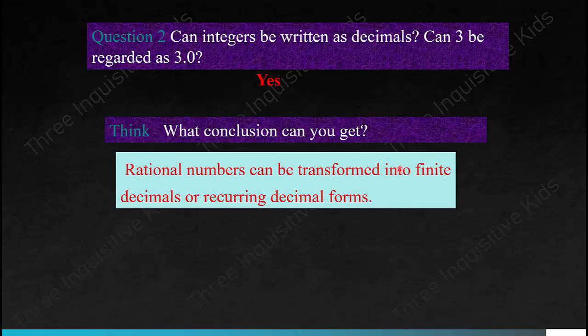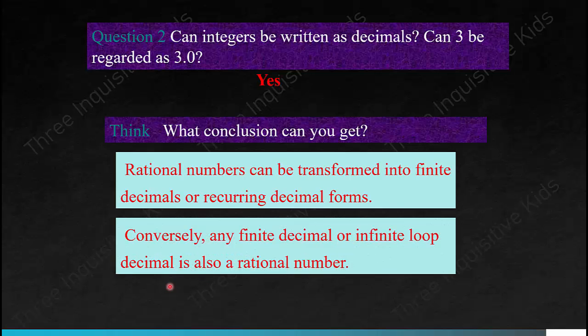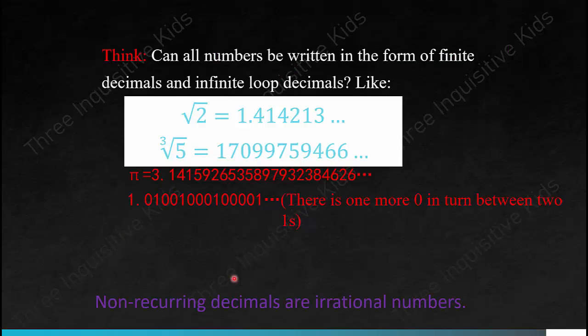Well, rational numbers can be transformed into finite decimals or recurring decimal forms. Conversely, any finite decimal or infinite loop decimal is also a rational number. So think, can all numbers be written in the form of finite decimals and infinite loop decimals, like the square root of 2, which equals 1.414213, and the cubic root of 5, which is equal to 1.7099759466, and so on?